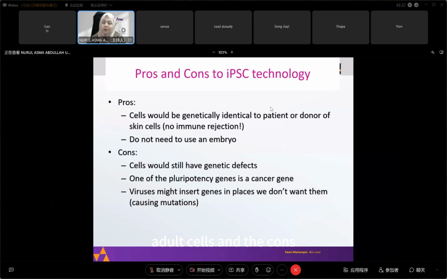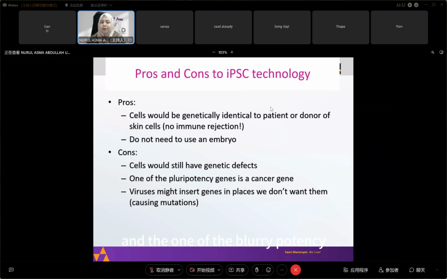And the cons, basically: when you induce the cells in an in vitro system, the cells might carry genetic defects. For example, if you isolate the cells from a thalassemia patient, thalassemia basically is a genetic disease, so the cells still carry the thalassemia trait.